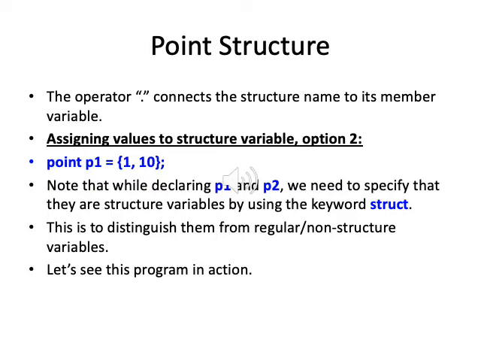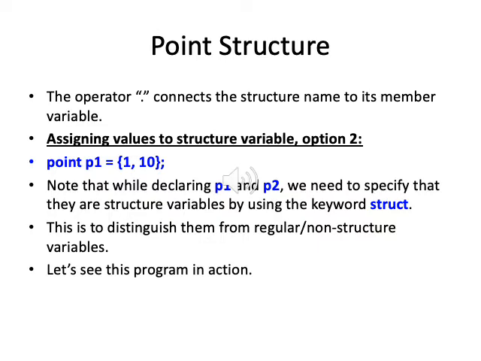Another option for assigning values to a structure variable is we can say struct point p1 is equal to 1 comma 10, so values separated by commas and enclosed in curly braces. Once again, note that while declaring p1 and p2, we need to specify that they are structure variables by using the keyword struct. The language does enforce that. Not doing so will result in an error. The usage of this keyword struct is to distinguish structure variables from regular or non-structure variables.